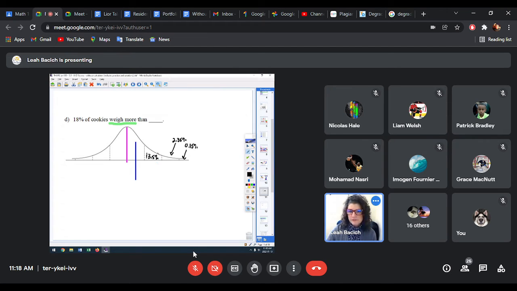So this is 34% here. I'm just going to take this blue thing off for a second. So if I look, here's my mean. This is 40 grams. This is 42, 44, and 46. So it says 18% of cookies weigh more than a certain amount. Okay, so if they weigh more than a certain amount, I have to figure out where that 18% is.